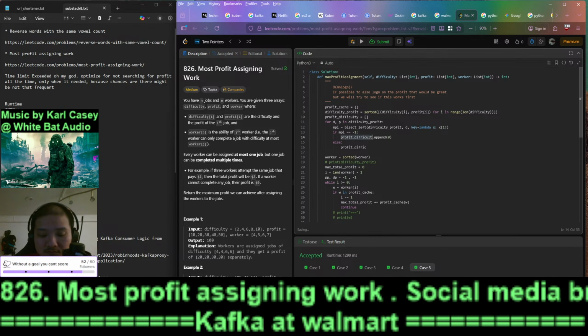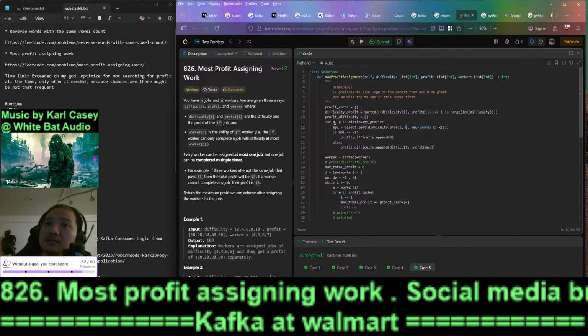difficulty, gonna append difficulty profit, and what was it? MPI, right? So we look to the left and we want to find the difficulty, and when we compare, right?